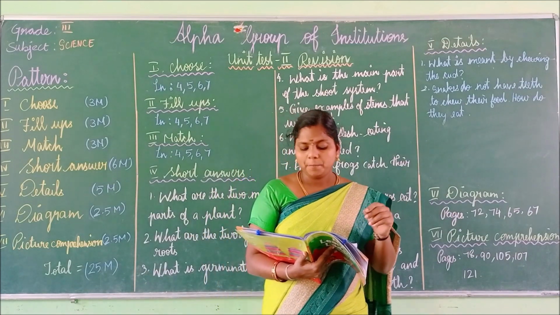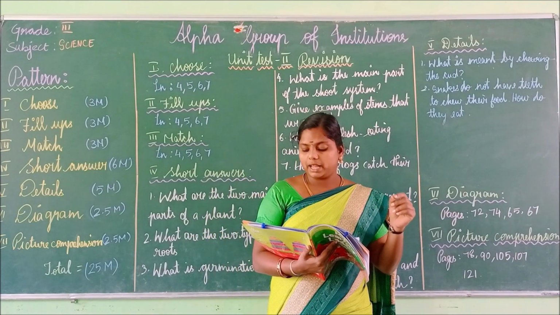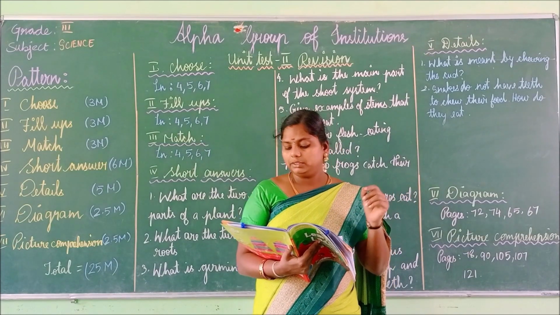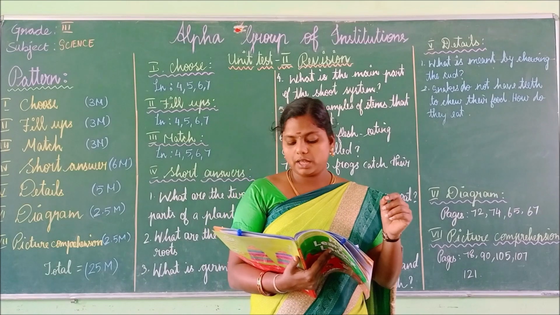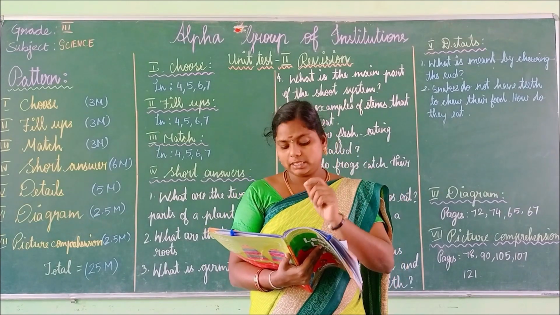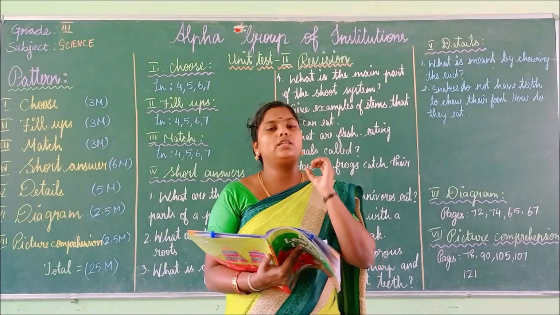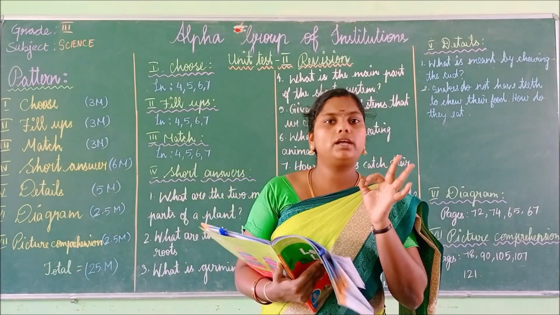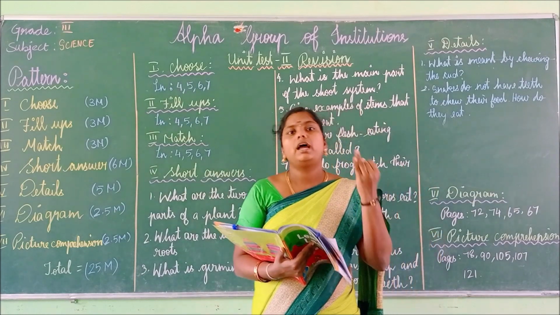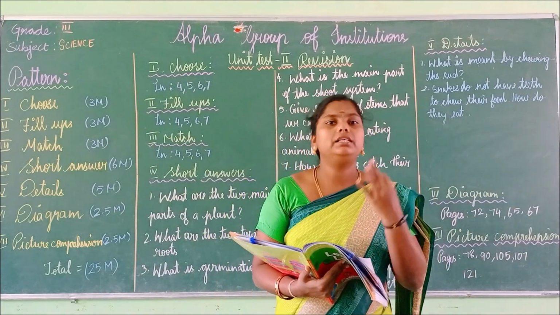The fourth one, birds use their beak to dash, build dash and dash to feed their young ones. Birds use their beaks to eat, build a nest and feed their young ones. They use it for three things. What are they? To eat, to build nest and to feed their young ones.